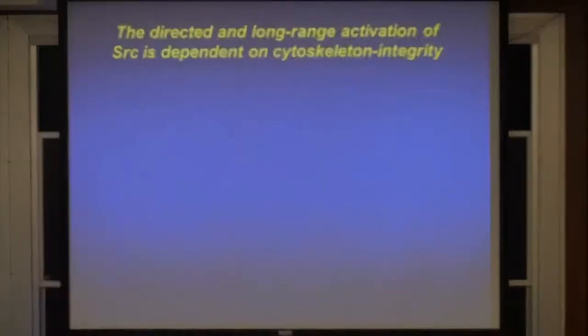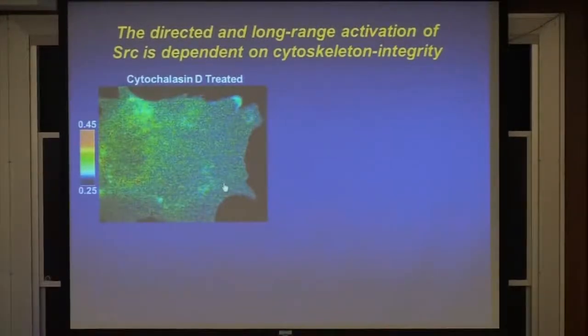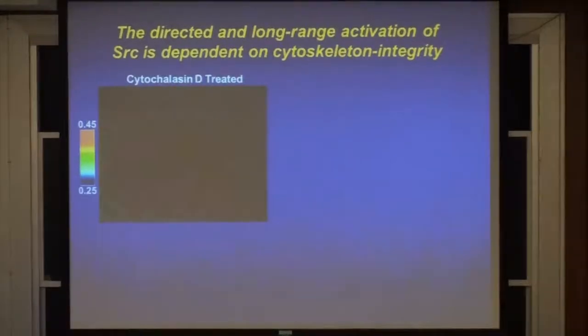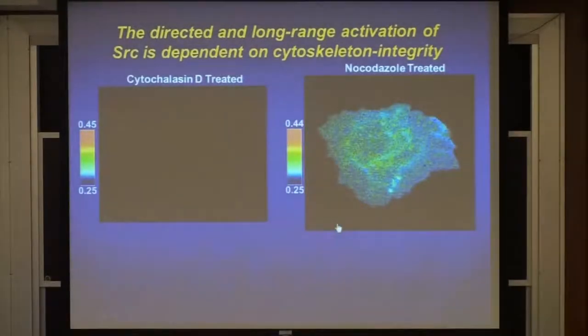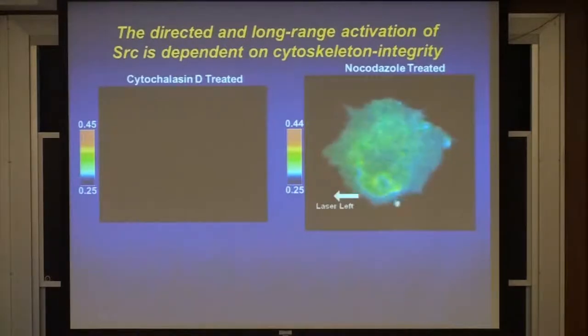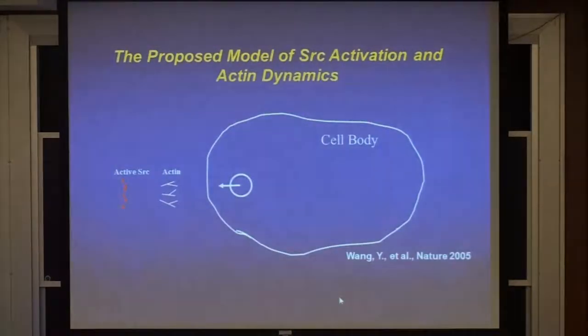Okay. If we destroy the cytoskeleton components, such as with cytochalasin D, which will disrupt actin filaments, then if you pull the beads again, you can still see the local activation around the beads, but there's no more global activation. Okay. The same phenomenon can be observed if you destroy the microtubules. Around the beads, you can still see activation, but global activation is gone. Clearly this suggests that when we apply mechanical force, the local Src can be activated no matter what. With or without mechanical support of the cytoskeleton, it will be activated.